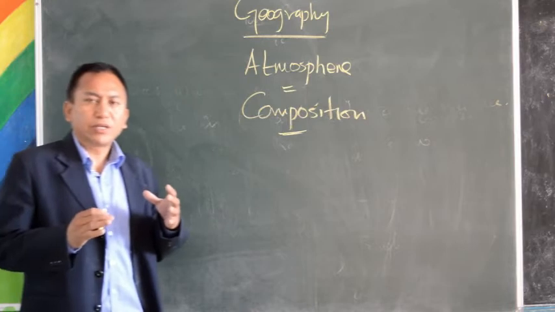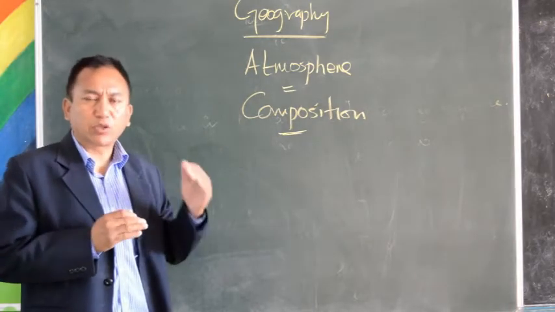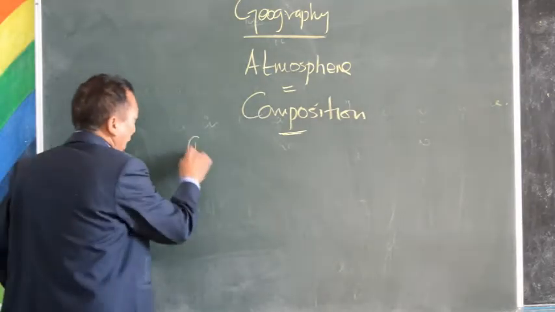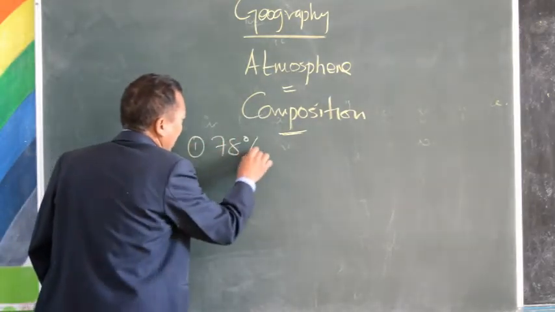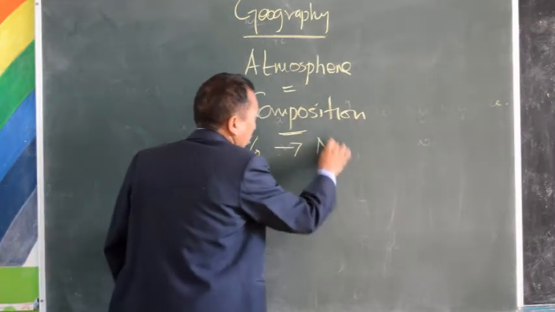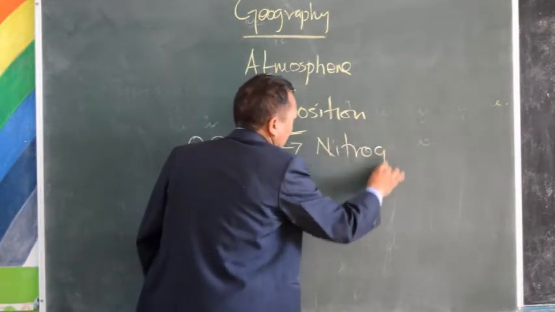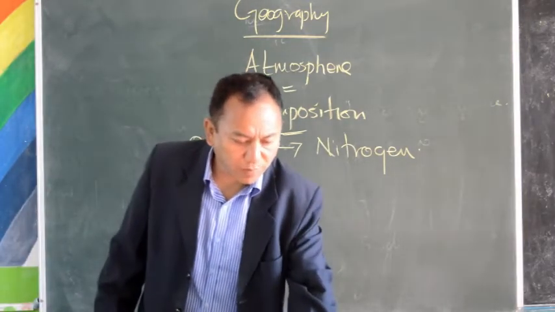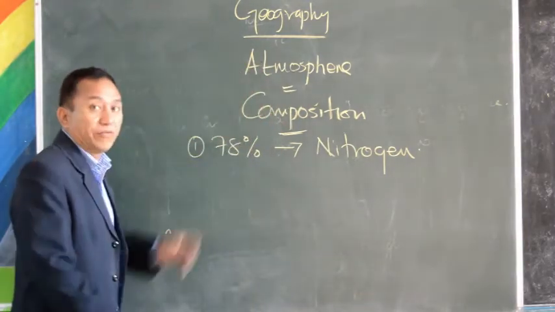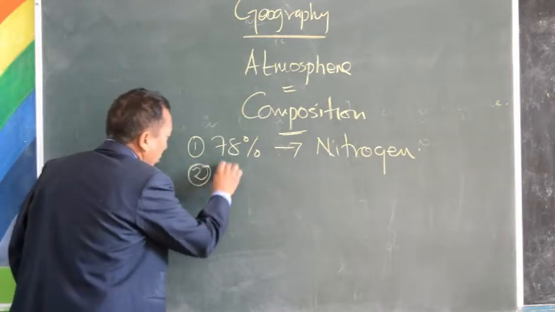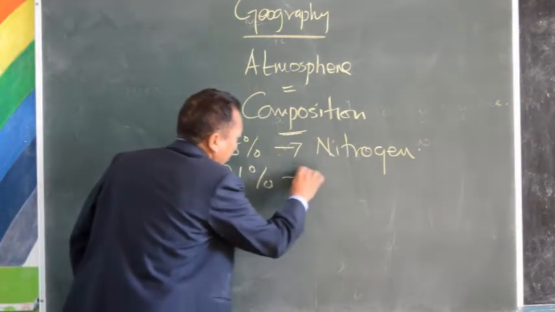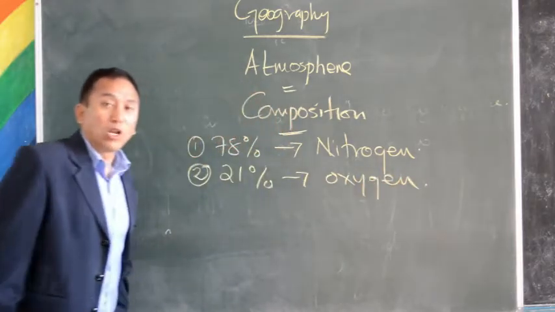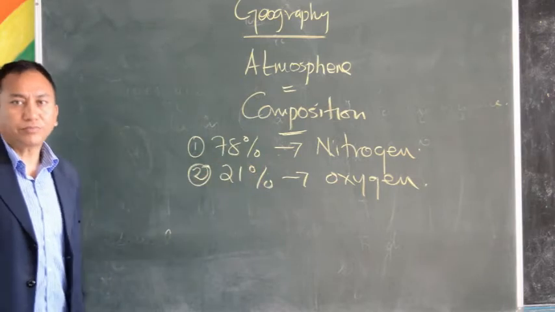Now, what are the different aspects in the Earth's atmosphere? Which are the different gases present in the Earth's atmosphere? If you see number one, 78% of the Earth's atmosphere is comprised of the gas called nitrogen. If you see point number two, 21% of the Earth's atmosphere is comprised of the gas which is so very important to all of us, that is oxygen.